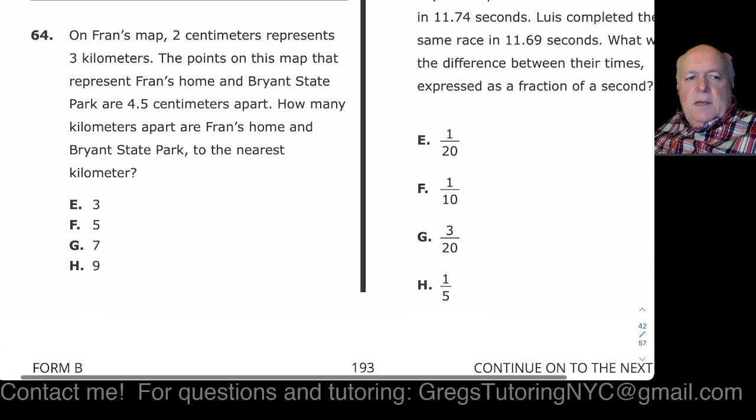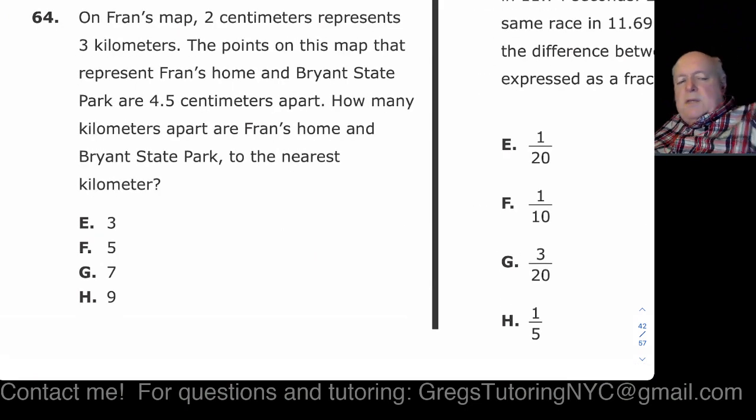All right, these are interrelated to rate and proportion questions, really, but they're distinct enough because they reference maps and stuff like that. So that's kind of why I spun these off. But the spiel is going to be the same. We're going to set up a rate, which is the scale, and then set up a proportion and solve it at that point. So on a map, 2 centimeters represents 3 kilometers. Straight up there, that's our scale.